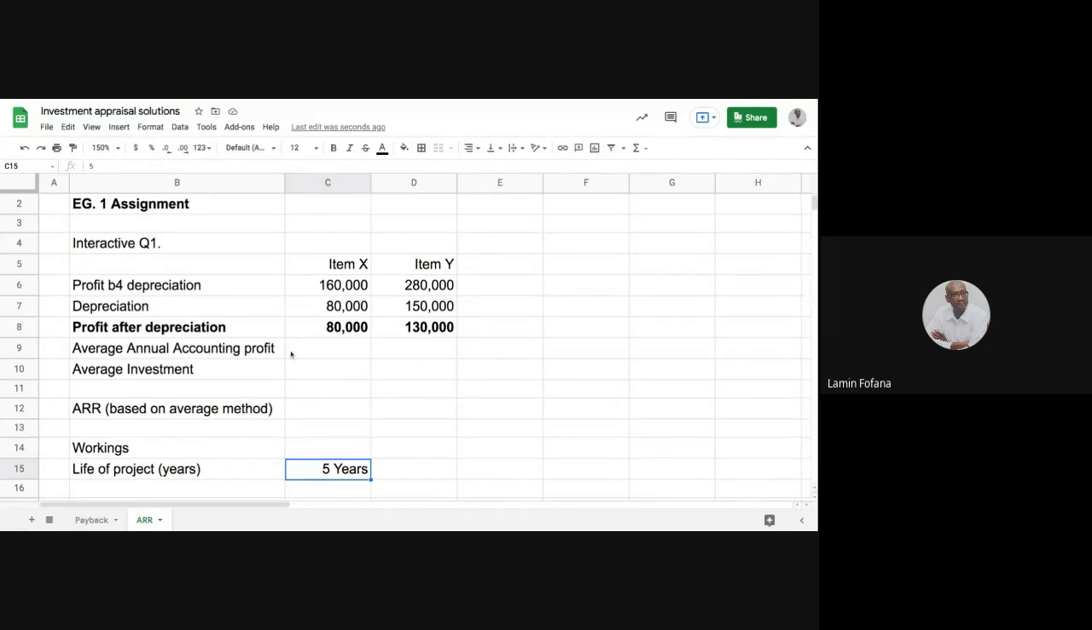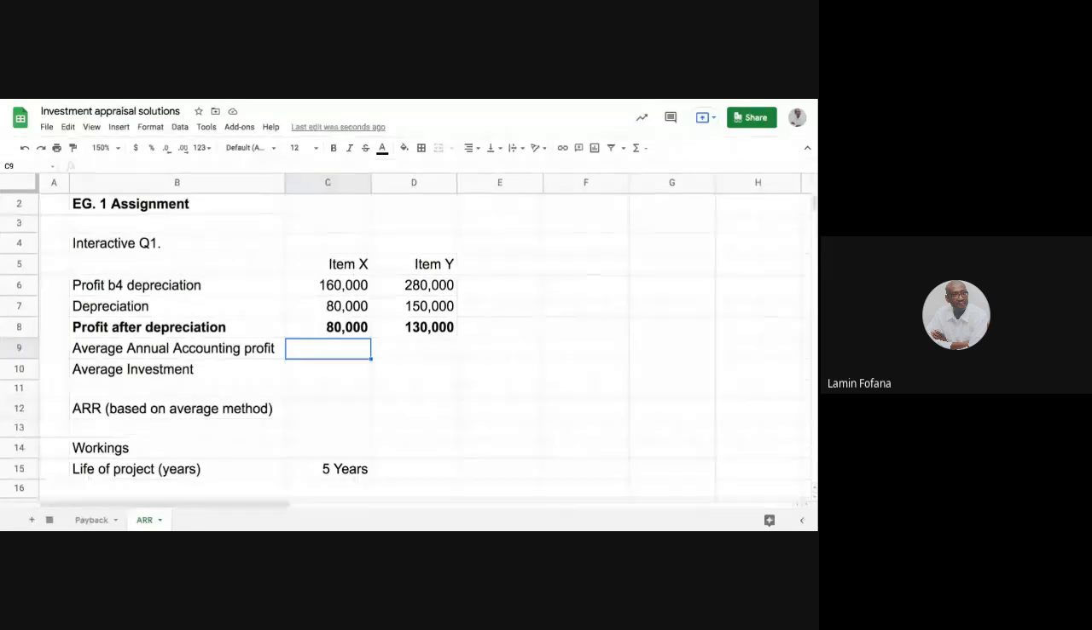Okay? So now I'm going to use these 5 years to calculate my average annual accounting profit. So can someone help me? Wait, I have to select someone. Salimatu Balde. Salimatu, I want to calculate my average annual accounting profit. Give me the formula that I need to put on C9.